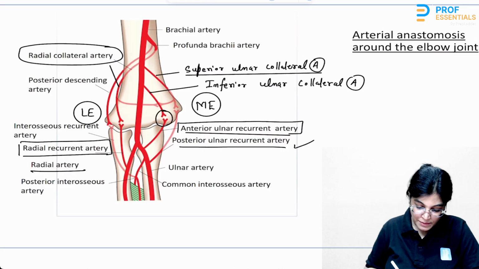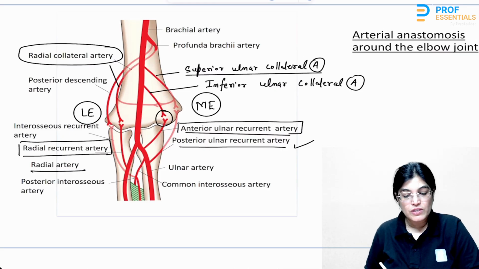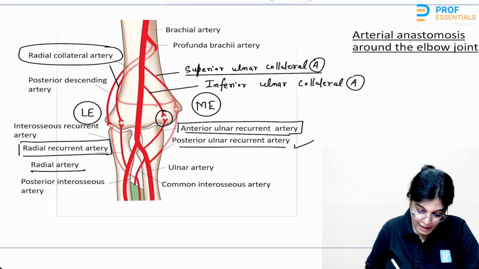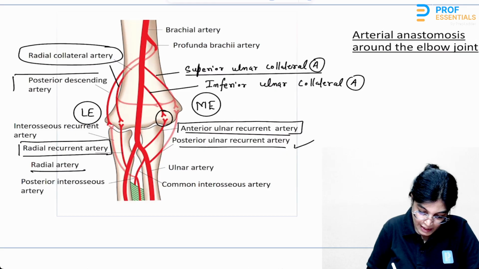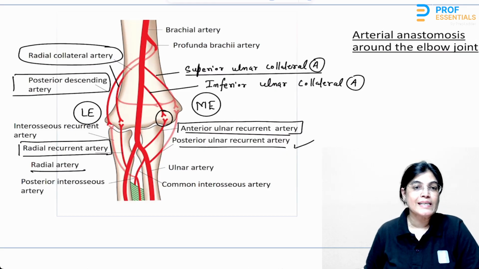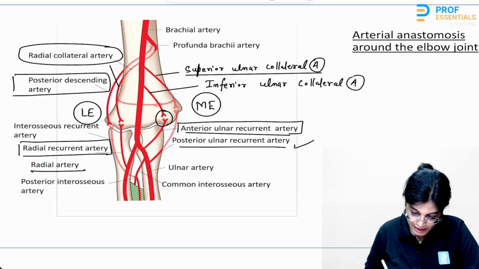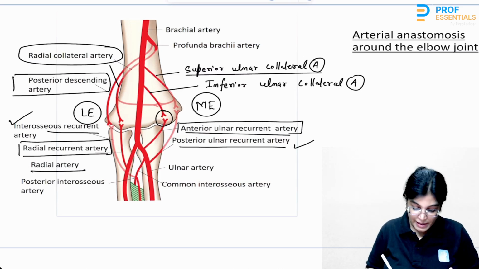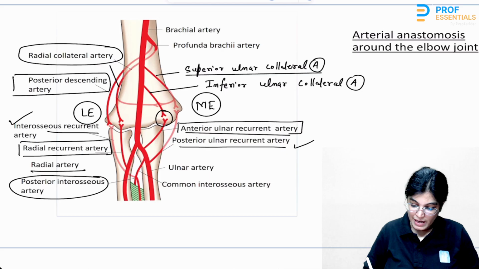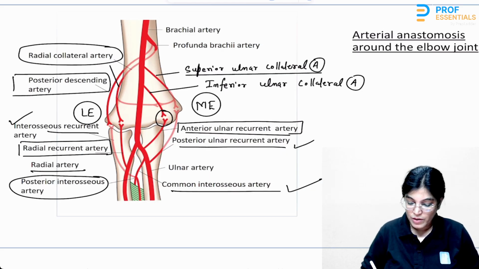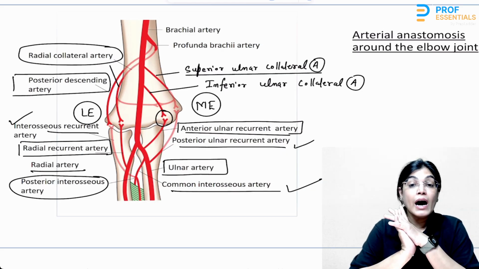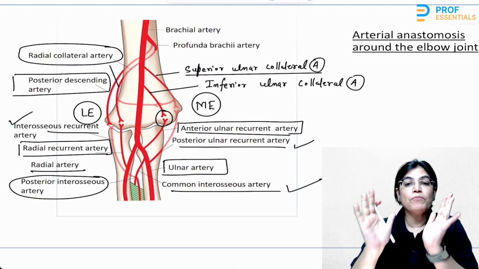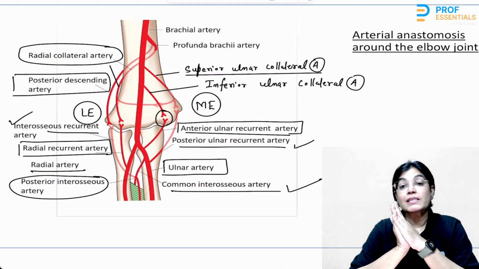Okay, and if we talk about the anastomosis which is taking place behind the lateral epicondyle, so the branch from the posterior descending artery. Can you see here the branch from the posterior descending artery? That is a branch from the profunda brachii artery, which is forming anastomosis with that of the interosseous recurrent artery. Can you see here? The interosseous recurrent artery is a branch of the posterior interosseous artery, which is a branch from the common interosseous artery, and the common interosseous artery is a branch of the ulnar artery. So these are important anastomoses which are taking place around the elbow joint.